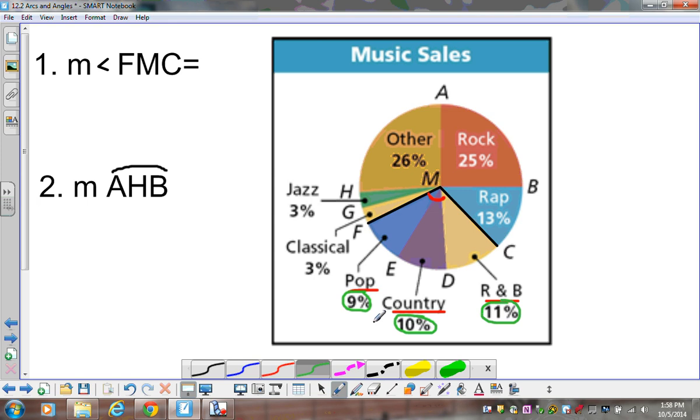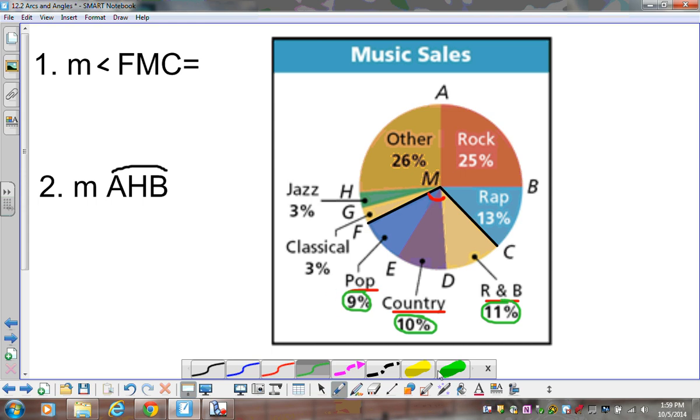All right, so we can do this one of two ways. We can either convert each of the percentages individually to a degree measure, or we can go ahead and add those together and convert that degree measure once. All right, so we'll do it both ways just to show you that both ways end up the same. So first, let's take each individual one.